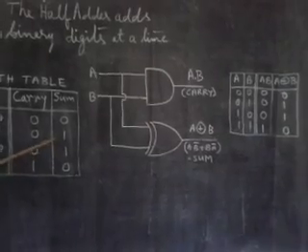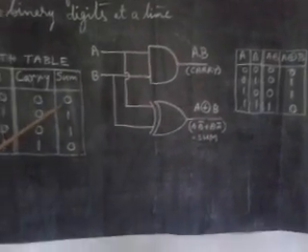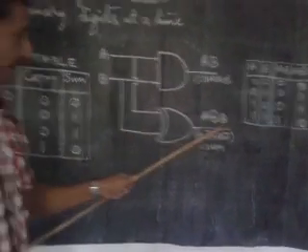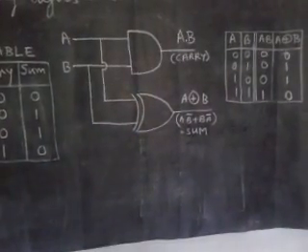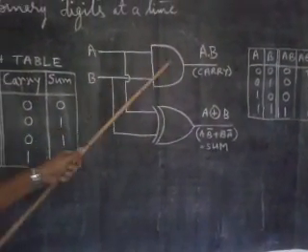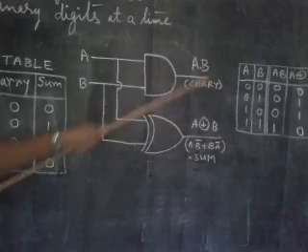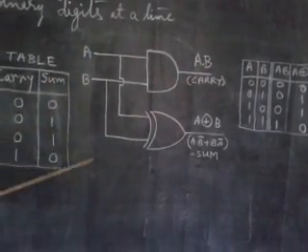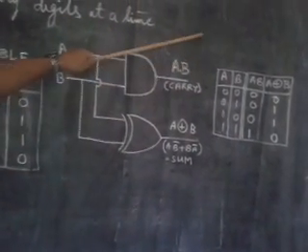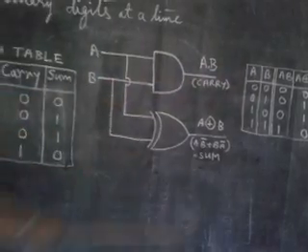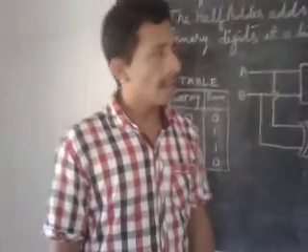So, for getting sum, you can use the exclusive OR gate, and to get carry, we can use the AND gate. This is the configuration of the half adder circuit. That's all about the half adder circuit.